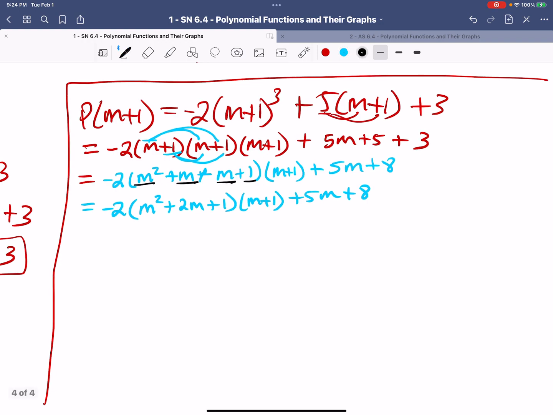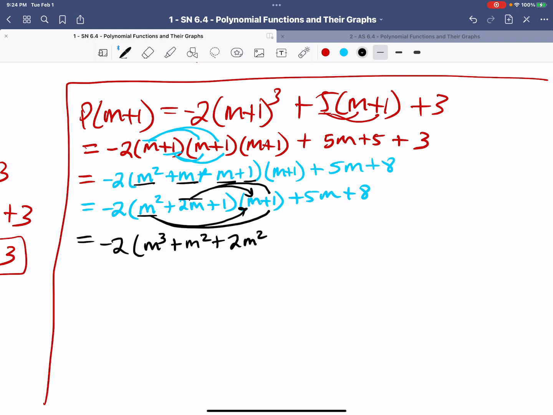This time I have three things to FOIL. So I'm going to go m squared times m. That's m cubed. And then m squared times 1, that's m squared. And then 2m times m, that's 2m squared. And then 2m times 1, and that's 2m. And then 1 times m, and that's m. And then 1 times 1, and that's 1. Plus 5m plus 8.